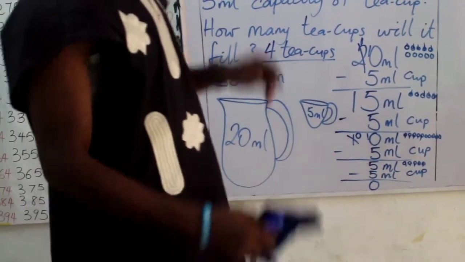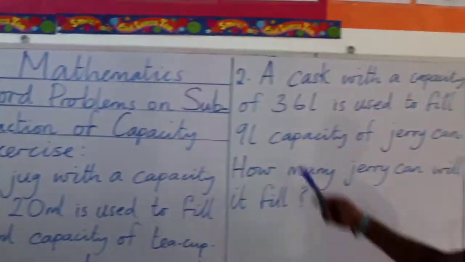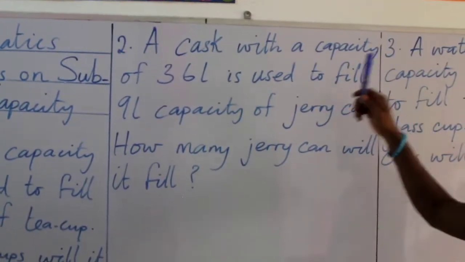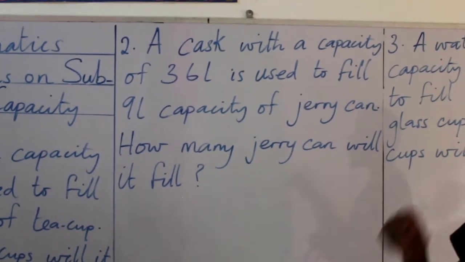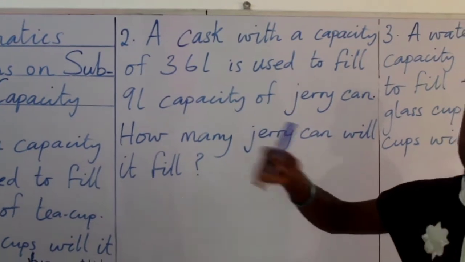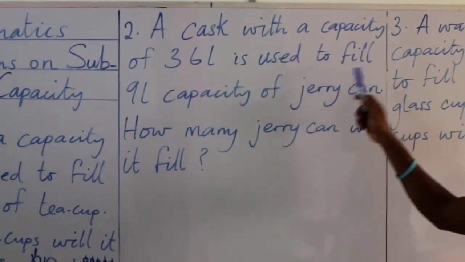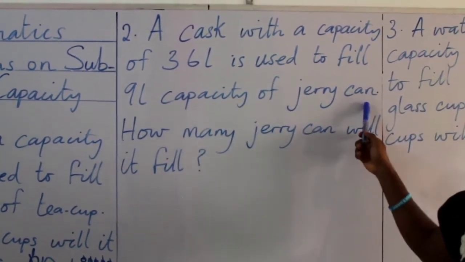So we go to number 2. And let's see what we have in number 2. A cask with a capacity of 36 liters. It has a capacity of what? 36 liters. This is not milliliter, that means this container is very big. It's not small. It's used to fill 9 liters container capacity of jerry can.